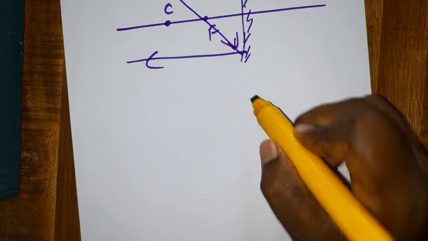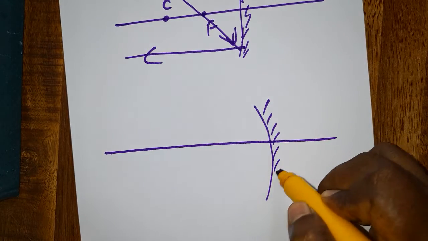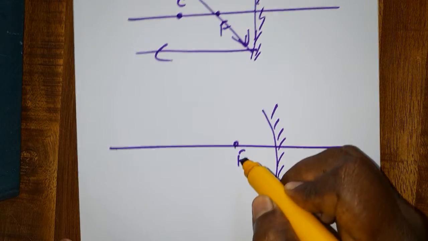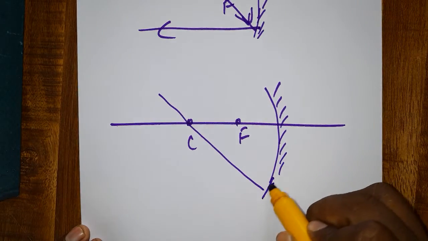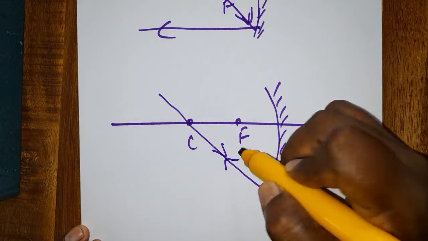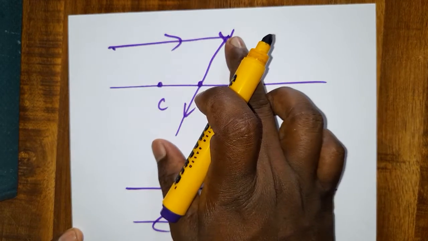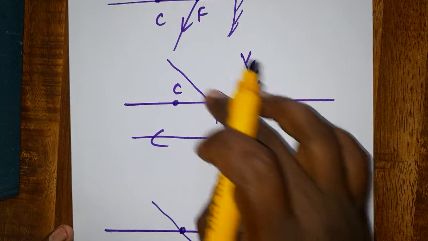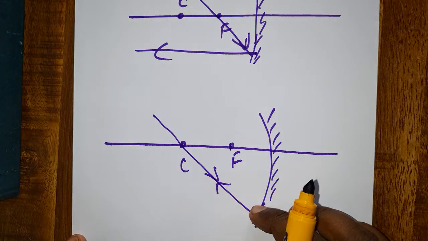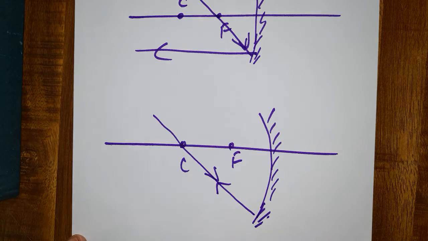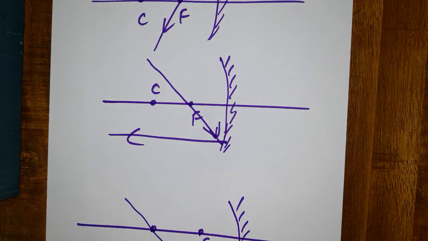The ray passing through the center of curvature goes straight and comes back along the same path. I'll repeat: first rule, the ray parallel to the principal axis goes through the focus. The ray going through the focus becomes parallel. The ray going through the center of curvature comes back along the same path. This is for the concave mirror.